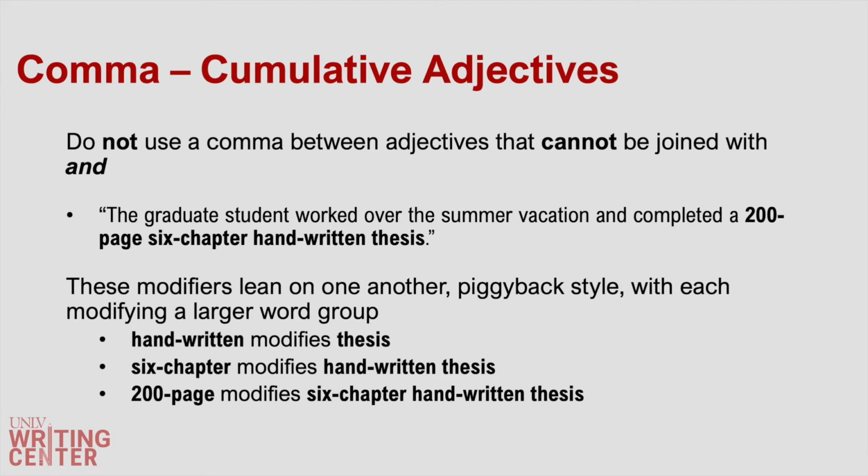When using cumulative adjectives, you do not have to use a comma between adjectives that cannot be joined by "and." In the example, "The graduate student worked over the summer vacation and completed a 200-page 6-chapter handwritten thesis." There are no commas between "200-page," "6-chapter," or "handwritten," because you would not say a "6-chapter and handwritten thesis." Each of the adjectives modifies the main noun, thesis, and since they cannot be joined by the word "and," you do not need a comma.